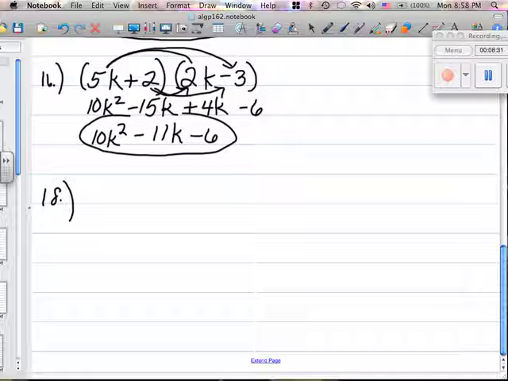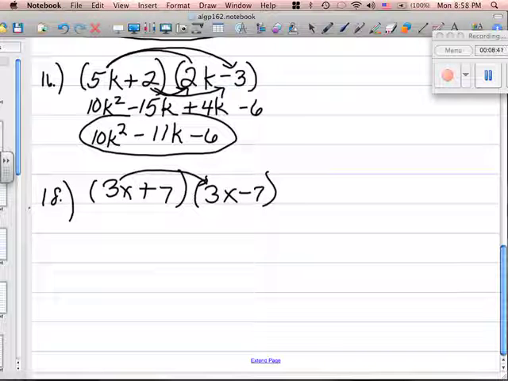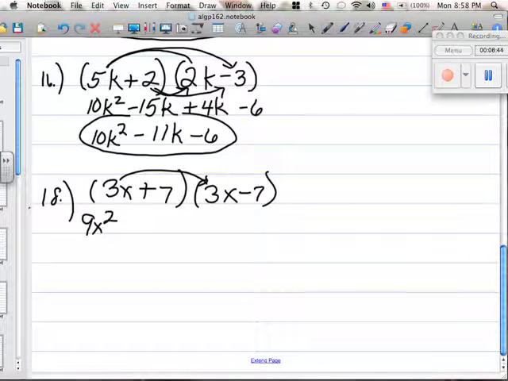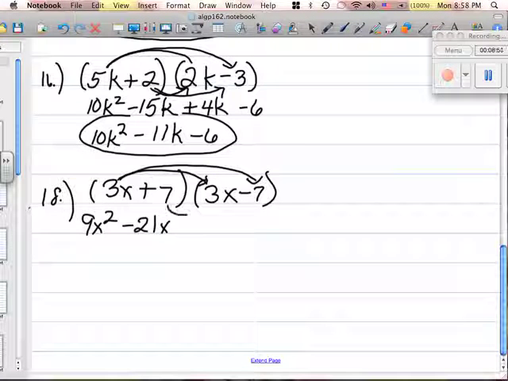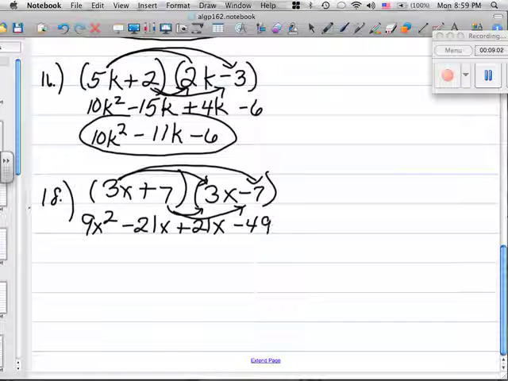Number 18, you have 3x plus 7 times 3x minus 7. First terms, 3x times 3x is 9x squared. Outer term, 3x times negative 7 is negative 21x. Inner term, positive 7 times 3x is positive 21x. And last term, 7 times negative 7 is negative 49.